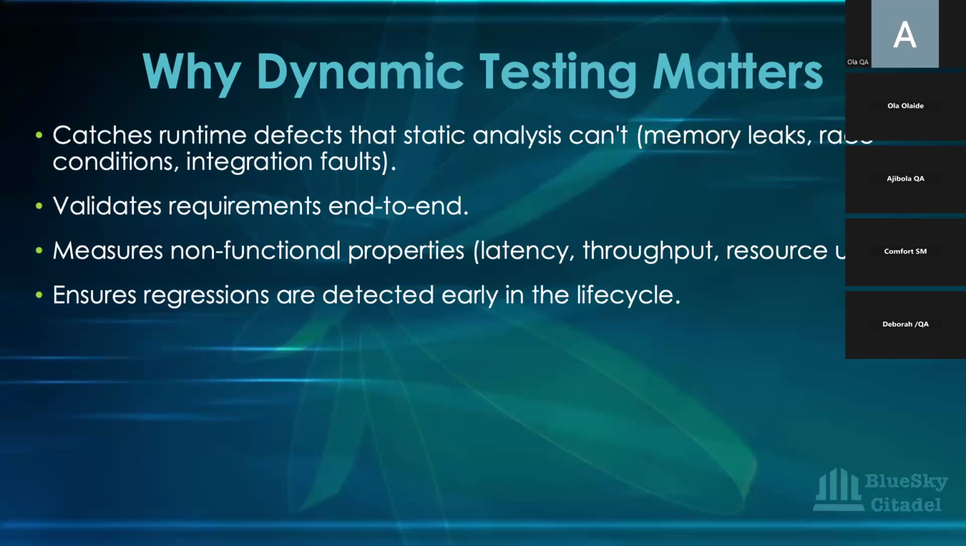Another one again is race conditions. Race conditions can also be detected by dynamic testing. Let me just explain what a race condition is. It has to do with concurrency and multi-threading.